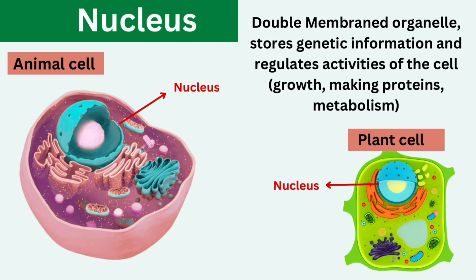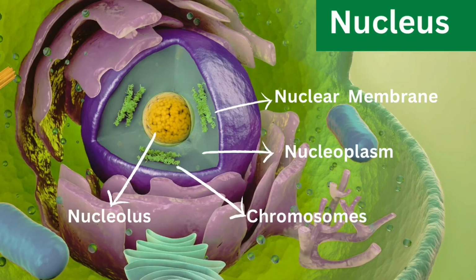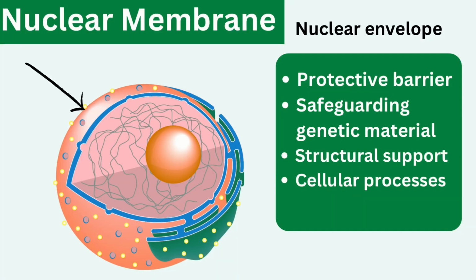Storing the cell genetic material known as DNA, which is organized into chromosomes that holds the instructions for building and maintaining every aspect of the organism. It coordinates essential activities like growth, metabolism, making proteins, and cell division. Nucleus consists of nuclear membrane, nucleoplasm, nucleolus, and chromosomes.